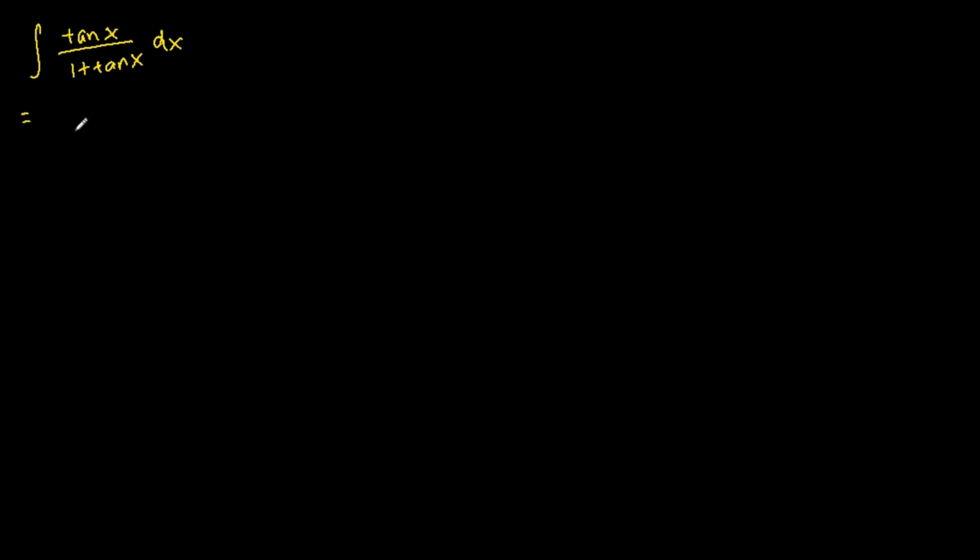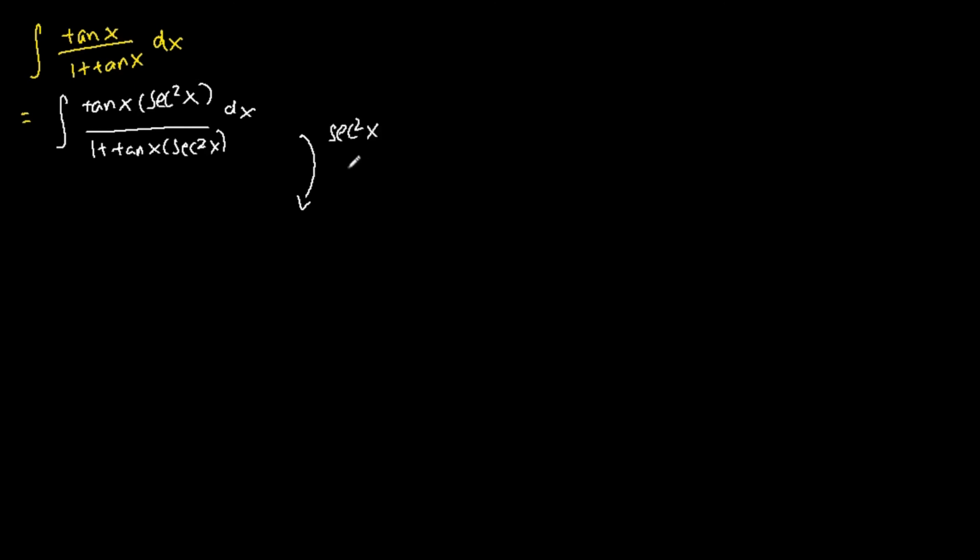For this particular problem, the first step is to multiply the numerator by secant square x, and we do the same to the denominator, multiplying by secant square x as well. Then, using the Pythagorean trigonometric identity that secant square x is equal to tangent square x plus 1, we apply this formula to the secant square x in the denominator. We get the following.